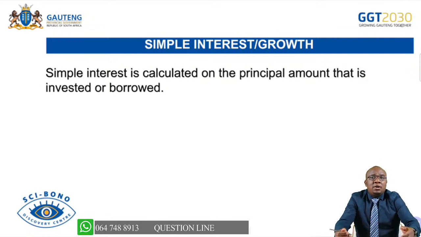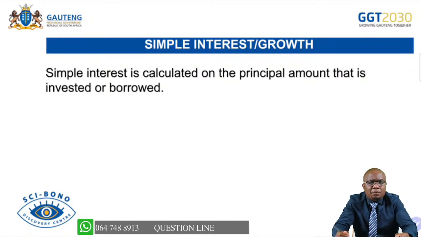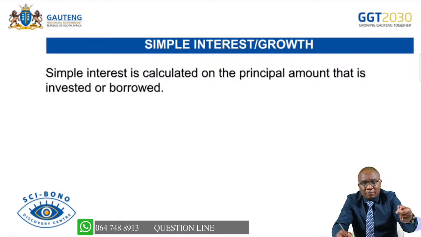Right, so now you go to the bank and borrow 10,000 rand, or 100,000 rand. 100,000 is your principal amount because interest is going to be charged on that 100,000. How? We are going to find out. You invest 100,000. Interest is going to be earned by that investment. So the 100,000 is the principal amount.